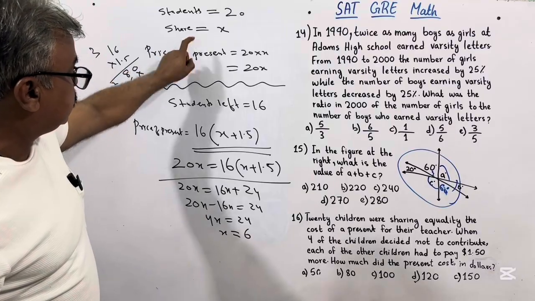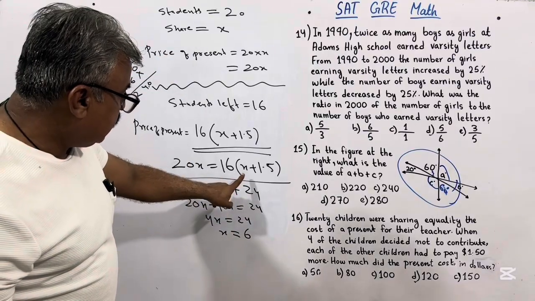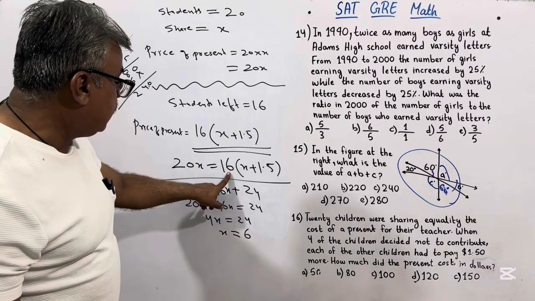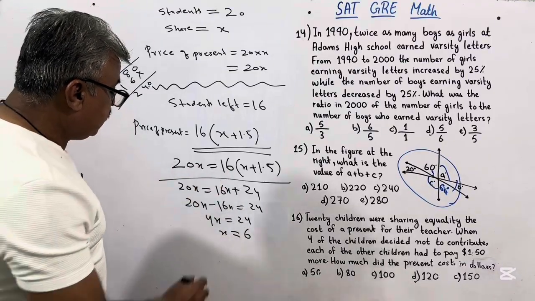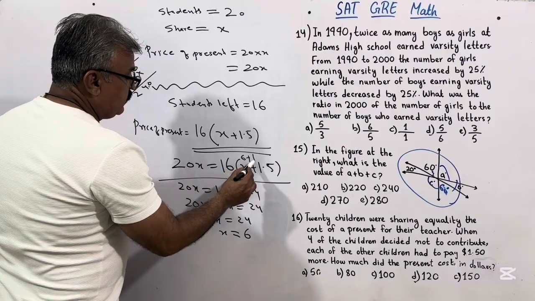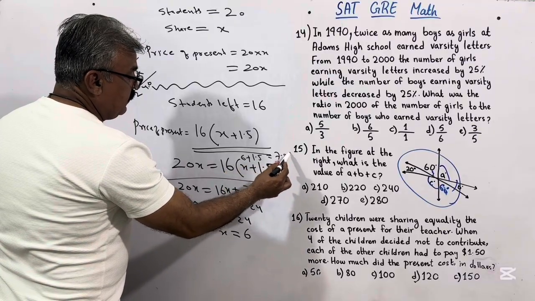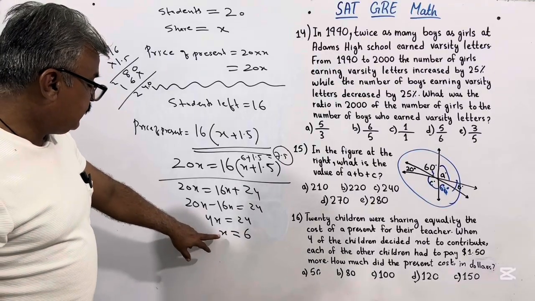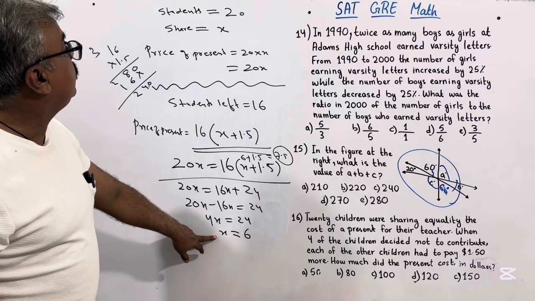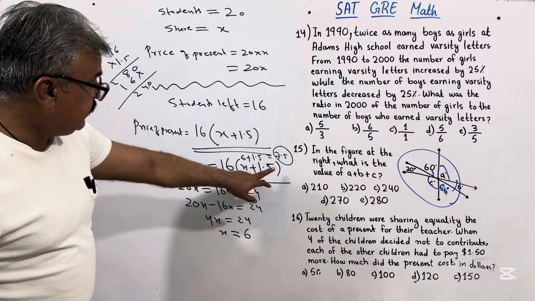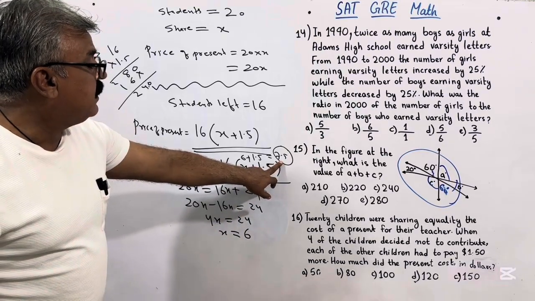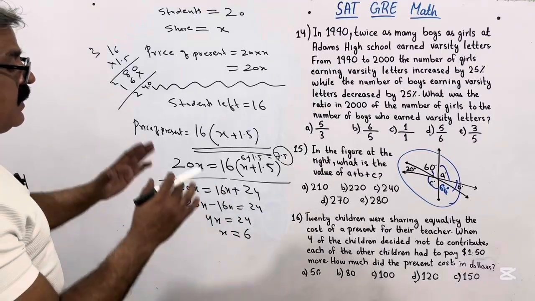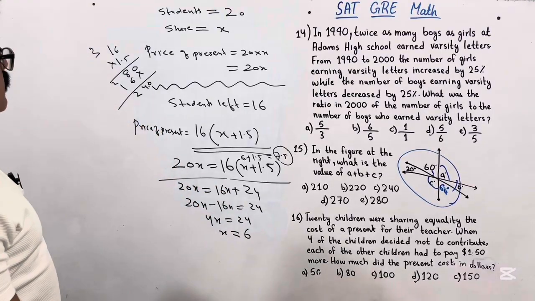After the 4 students backed off, there remain 16 students, and they have to share $7.5, which is an additional $1.5. This is the share when there were 16 students. Now we are asked to find the cost of the present.